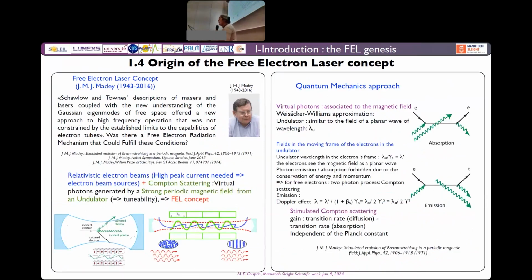So then John Madey, who was educated in vacuum tubes at Stanford University, was considering that Schawlow and Townes' description of masers and lasers, coupled to the new understanding of the Gaussian eigenmodes of free space in optical resonators, offered a new approach to high-frequency operation that was not constrained by the established limits of the capabilities of electron tubes. So he was considering what could be the free electron radiation mechanism that could fulfill this condition.